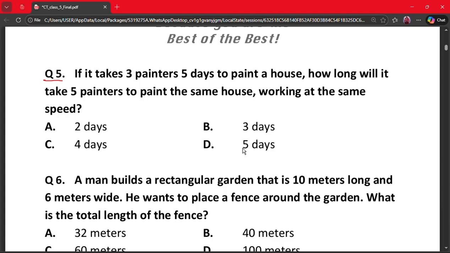If it takes 3 painters 5 days to paint a house, how long will it take 5 painters to paint the same house, working at the same speed? A. 2 days, B. 3 days, C. 4 days, and D. 5 days. So total work, that means 3 into 5, which is 15 painter-days, and time for 5 painters is 15 divided by 5, which gives us 3. So it will take them 3 days. More workers means less time. So 3 days it will take 5 painters to paint.